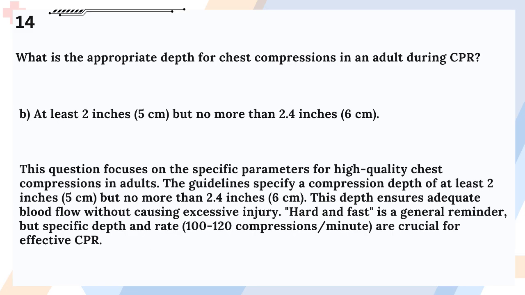Answer: B. At least 2 inches, 5 centimeters, but no more than 2.4 inches, 6 centimeters. This question focuses on the specific parameters for high-quality chest compressions in adults. The guidelines specify a compression depth of at least 2 inches, 5 centimeters, but no more than 2.4 inches, 6 centimeters. This depth ensures adequate blood flow without causing excessive injury. Hard and fast is a general reminder, but specific depth and rate, 100 to 120 compressions/minute, are crucial for effective CPR.